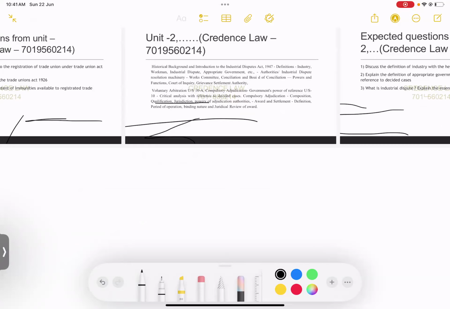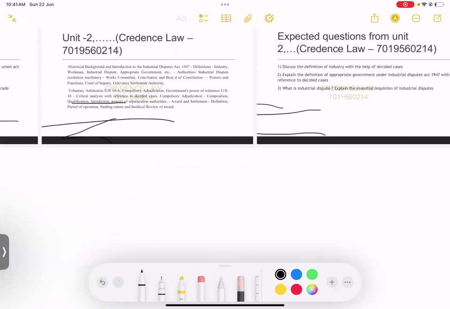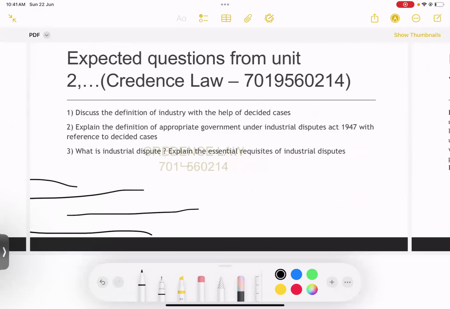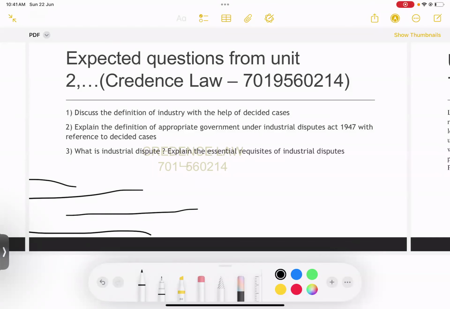These are certain expected questions from the second unit. Define the term industry, then define the term appropriate government, then define industrial dispute, and then write about the case studies which prove a hospital to be an industry, and an educational institution to be an industry.